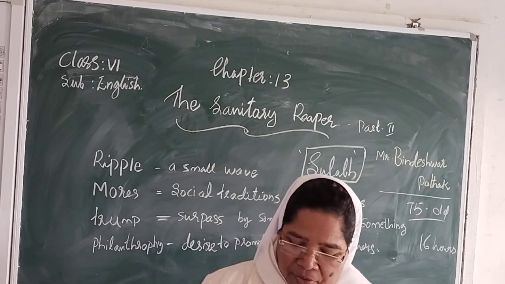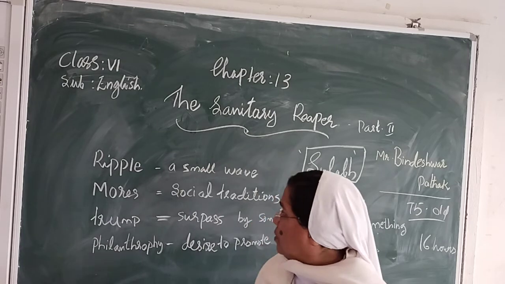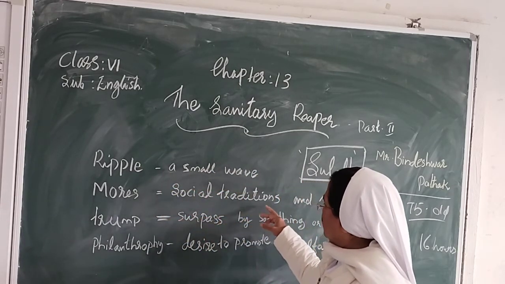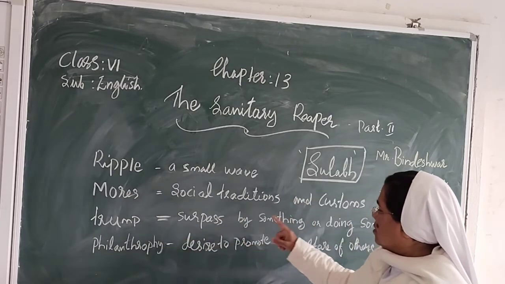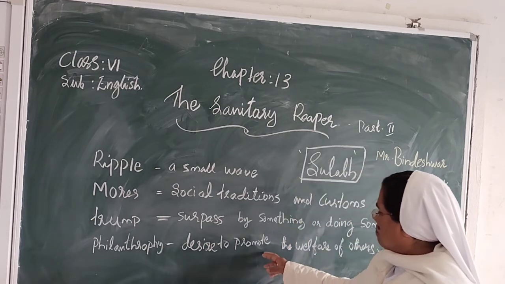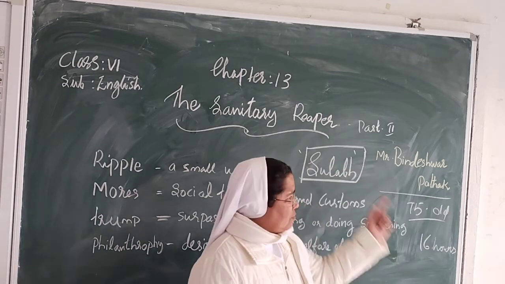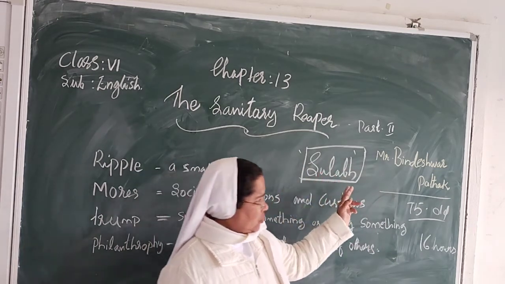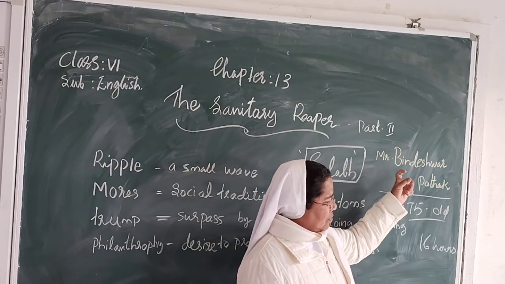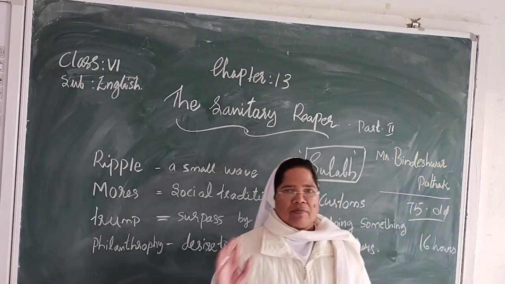Now you can read the lessons once more. Social conditions are surpassed by doing something, and profit means deciding to promote the welfare of others. Always remember the national toilets, Sulabh, and the founder who gave birth to it. Always remember his name.